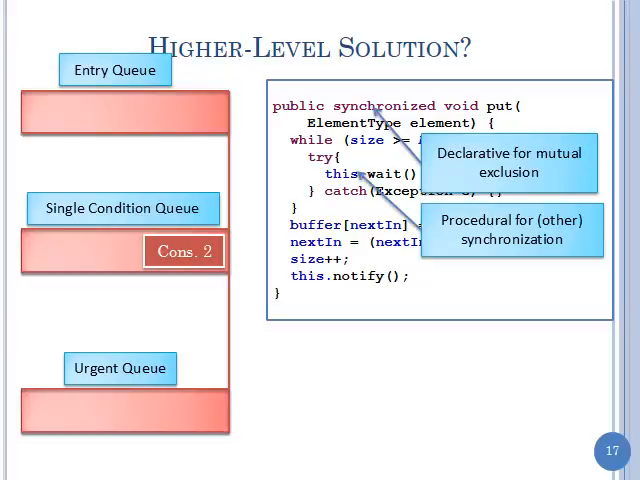So we have declarative for mutual exclusion, and we have procedural for other synchronization. Could we do other synchronization also declaratively?